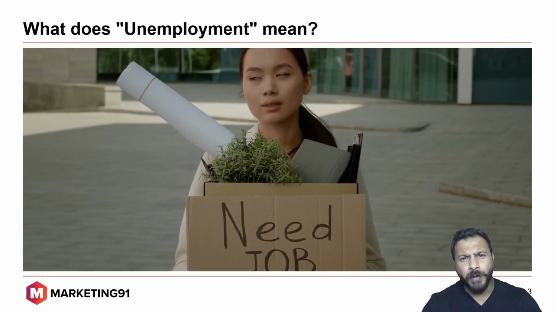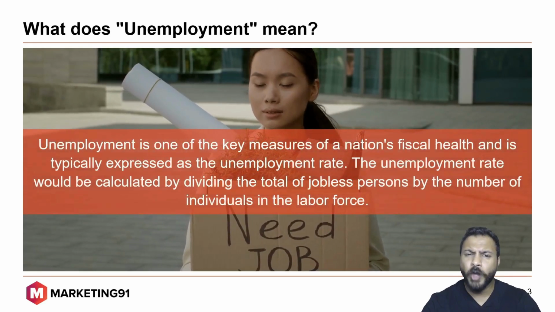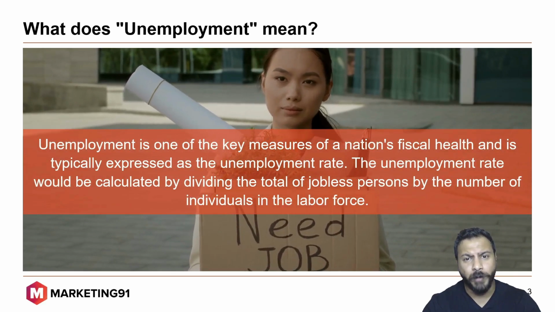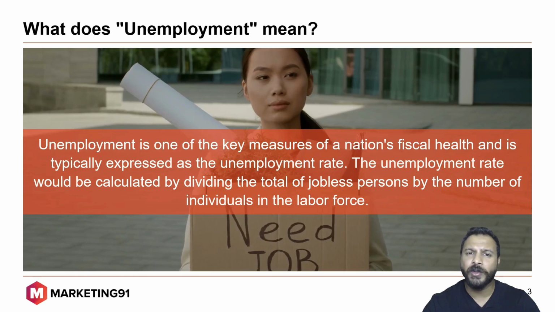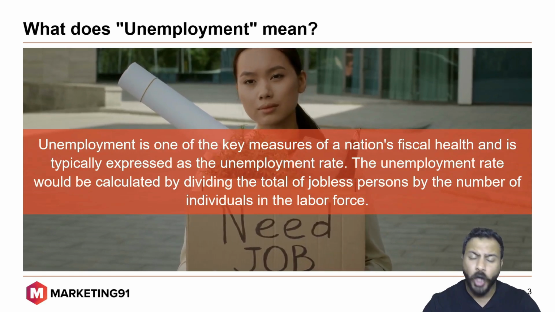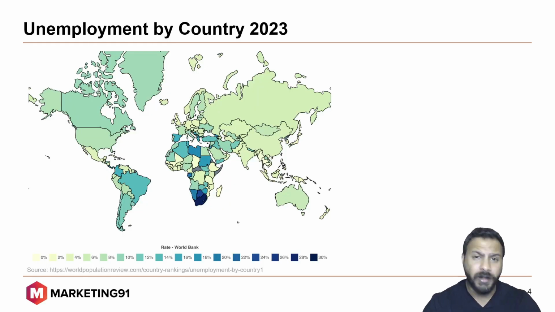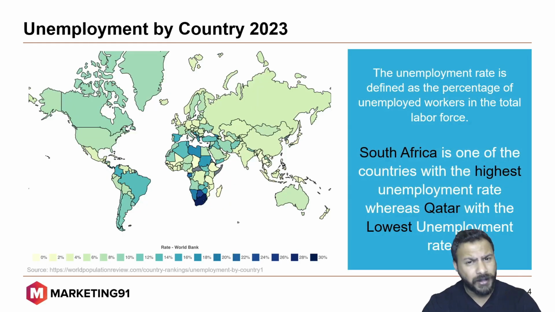What does unemployment mean? Unemployment is one of the key measures of a nation's fiscal health and is typically expressed as the unemployment rate. The unemployment rate would be calculated by dividing the total of jobless persons by the number of individuals in the labor force. Unemployment by country 2023. South Africa is one of the countries with the highest unemployment rate, where on the other end, Qatar is one of the countries with the lowest unemployment rate in the world.